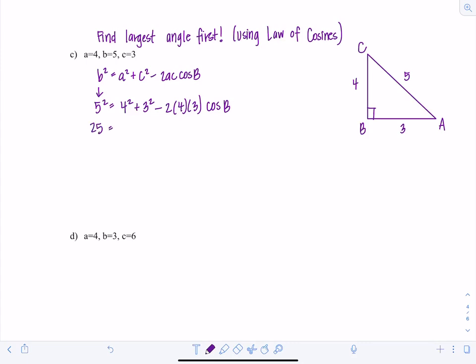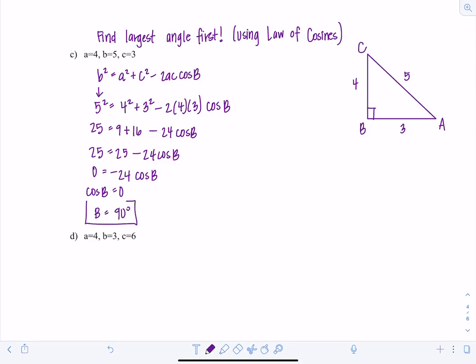So we have 25 equals 9 plus 16 minus 8 times 3, that's 24 cosine of B. So I have 25 equals 25 minus 24 cosine of B. So 0 equals negative 24 cosine of B, which means cosine of B is 0, and cosine is 0 at 90 degrees, or pi over 2. Okay, good. So we've confirmed that that was indeed our right angle.